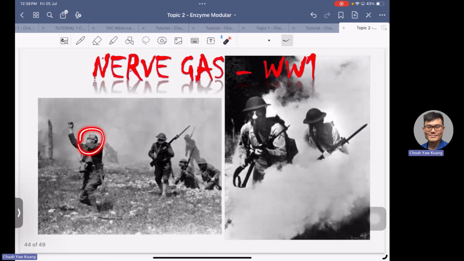Because if, let's say, you didn't wear the mask, well, nerve gas attacks the enzyme for your neuron, acetylcholinesterase. That means it will stop the neuron transmission. Stop the neuron transmission, your diaphragm cannot work. When your diaphragm cannot work, you suffocate, you will die, okay? Or you will go blind sometimes. So that's why you need to wear the mask.